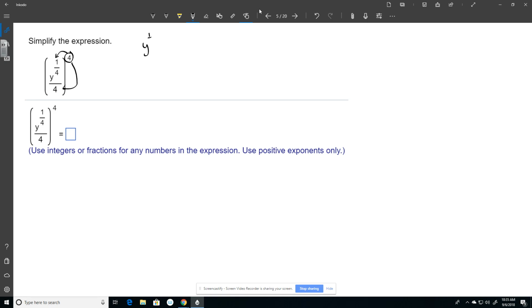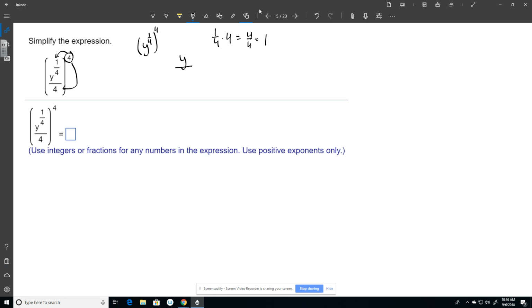Y to the 1/4, and that's being raised to another 4th. And that rule is that we take the 1/4 and times it by 4. 1/4 times 4 is just 4/4, which is 1. So the top becomes y to the 1st power, and I'm not even going to put a 1 there. I'm just going to leave it y.